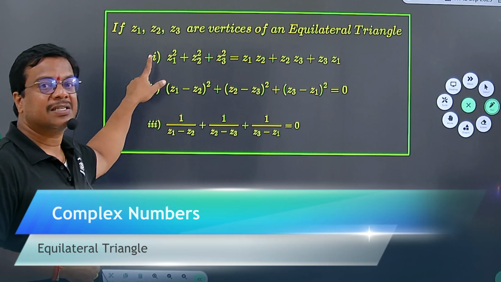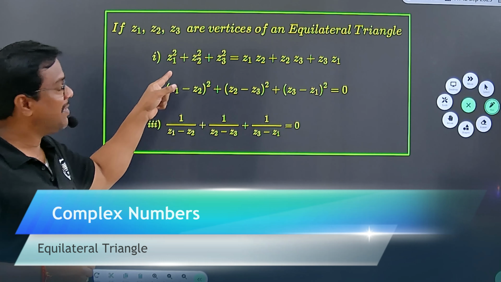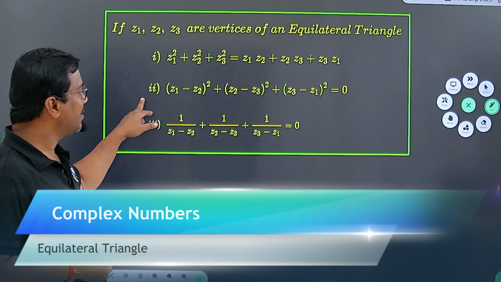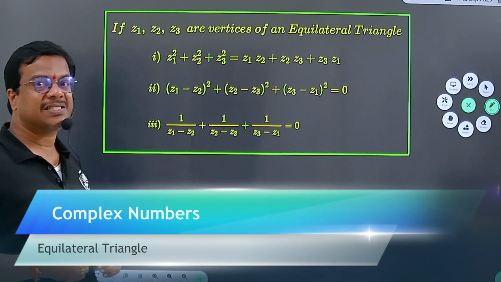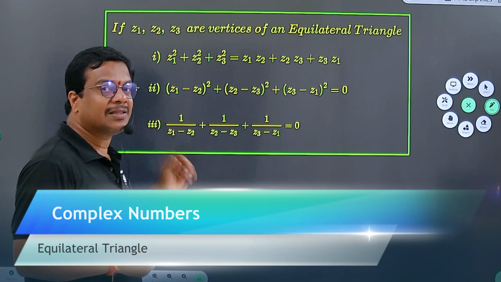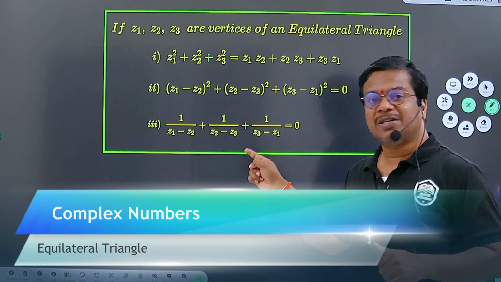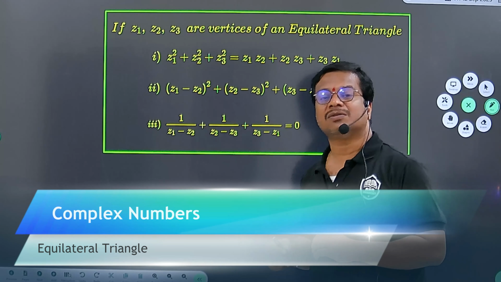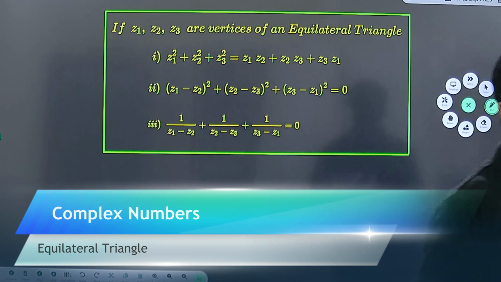One is Z1 square plus Z2 square plus Z3 square equal to Z1 Z2 plus Z2 Z3 plus Z3 Z1, and the second one is Z1 minus Z2 whole square plus Z2 minus Z3 whole square plus Z3 minus Z1 whole square is 0, and the third one is the sum of reciprocals of Z1 minus Z2, Z2 minus Z3 and Z3 minus Z1 also 0. And here these are the results.